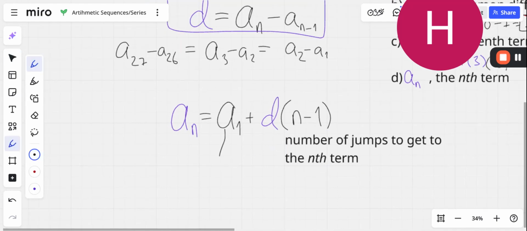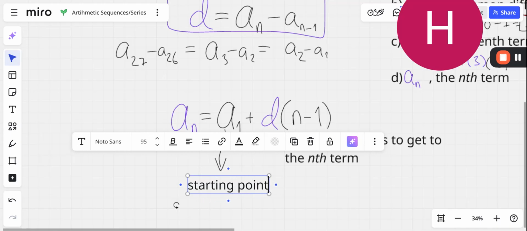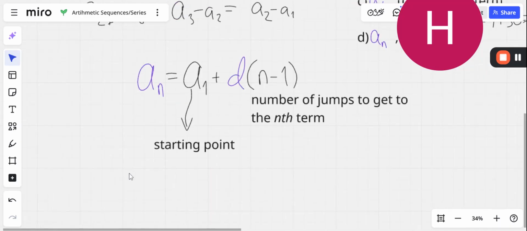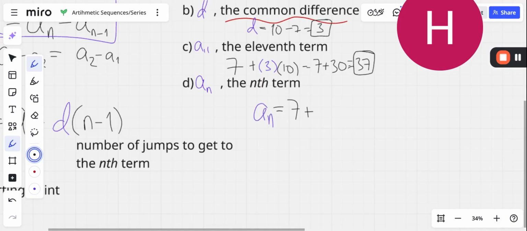Whereas this represents our starting point. So if we start on the first floor, so to speak, then we have to make n minus 1 jumps to get to the nth floor. And so for this particular sequence, we're going to say that an is equal to the starting point 7 plus the common difference of 3 times n minus 1.